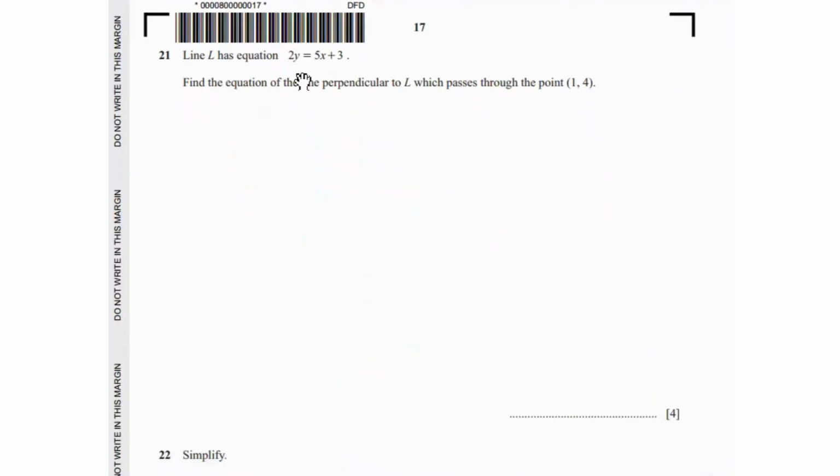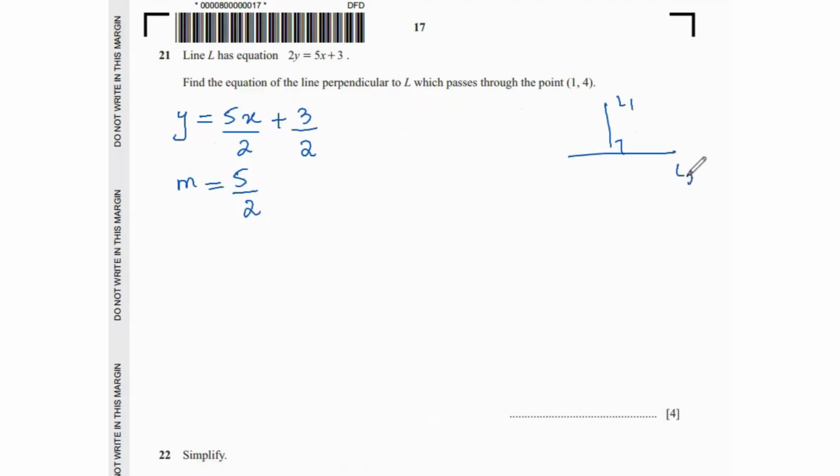Then the line L has equation 2y equals 5x plus 3. Find the equation of the line perpendicular to L, which passes through the point 1, 4. So firstly, we need to convert this into slope-intercept form. That's going to be 5x over 2 plus 3 over 2 equals y. Once it's in the slope-intercept form, we can identify the slope, which is the coefficient of x. That's 5 over 2.